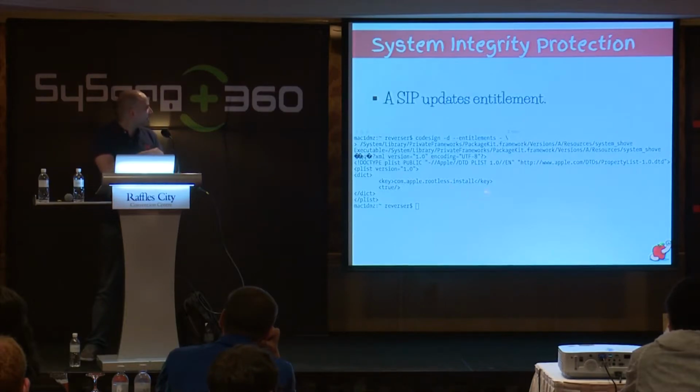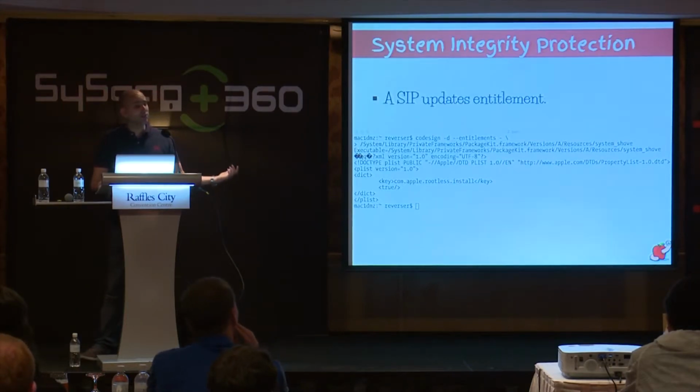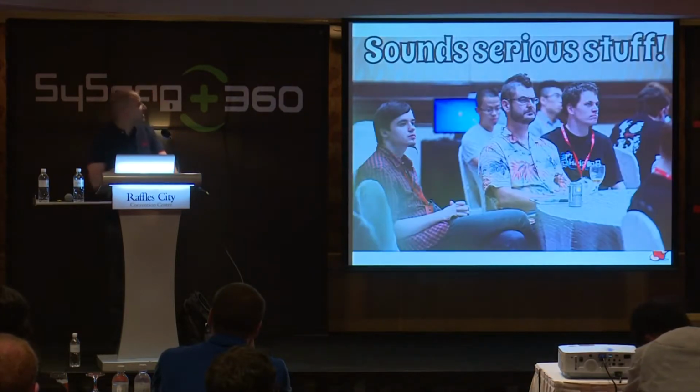This is the entitlement that Stefan has shown you yesterday, the com.apple.rootless.install. This is a very important entitlement because if you have this, it allows you to update the file system, which is something that you want to do if you want to install malware. And you have these guys looking like this is serious stuff.